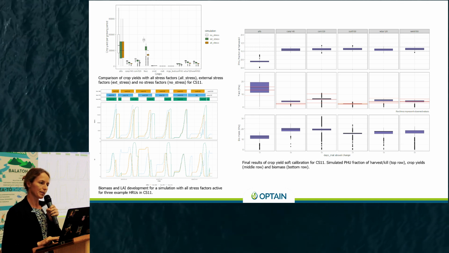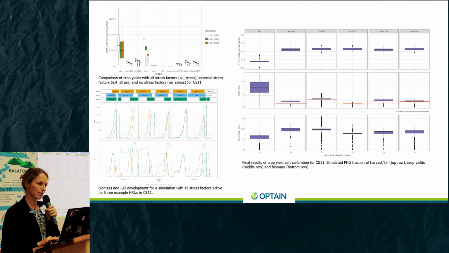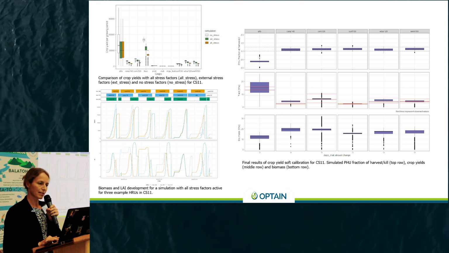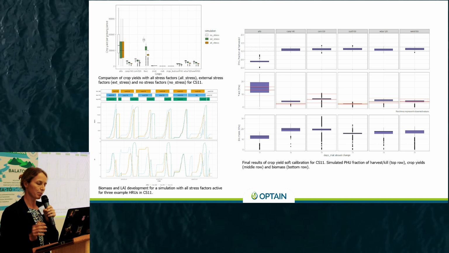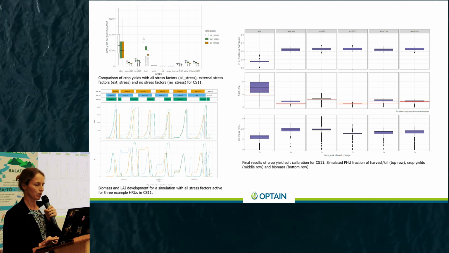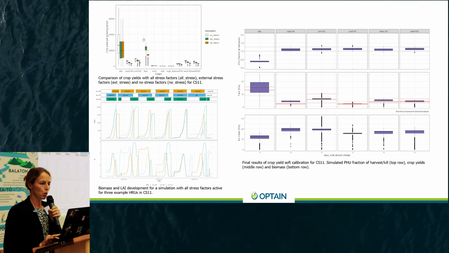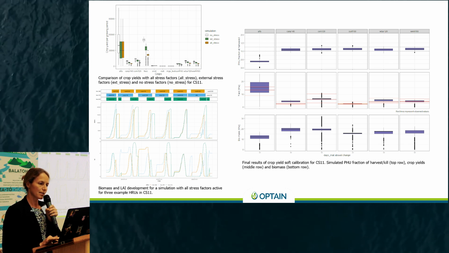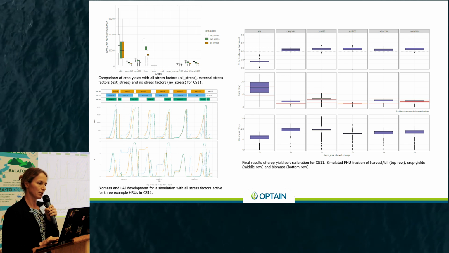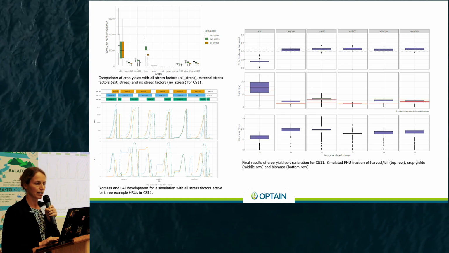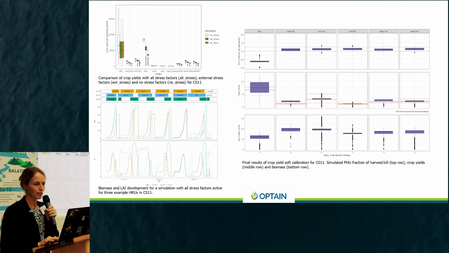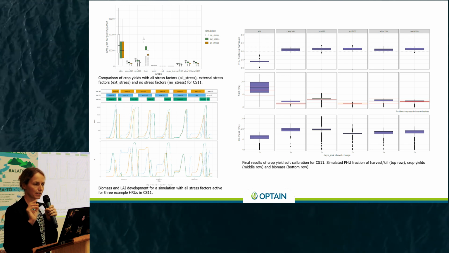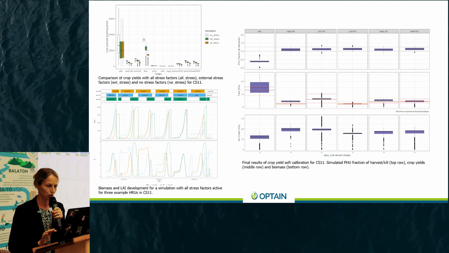What is the crop yield if you do not have any stress? If you have external stress like environmental stress, temperature not optimal, and so on. And if you have both external stress and nutrient stress, how does it look? So here you can check if your model works correctly. More stress, less yield seems to be logical.